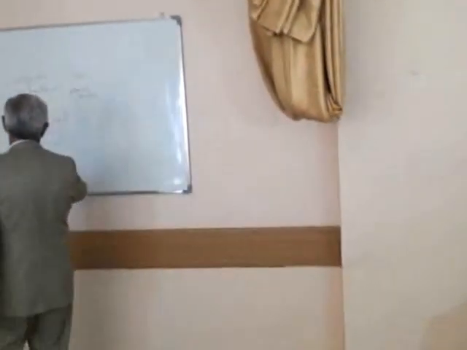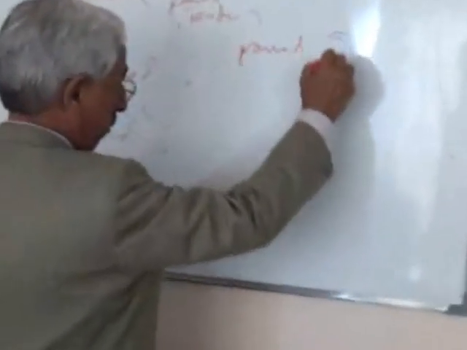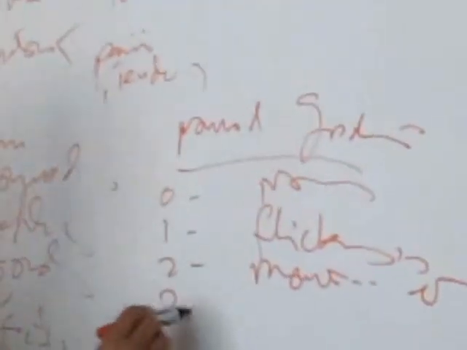And then after doing the tone, you need to do the power. You should know the grading of the power. 0, no movement. 1, flickering movement. 2, movement with gravity. 3, movement with slight resistance. 4, movement with moderate resistance. 5, movement with a very powerful resistance. So these are the grades of the muscle power.